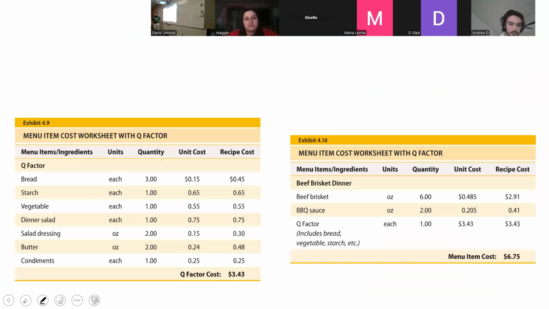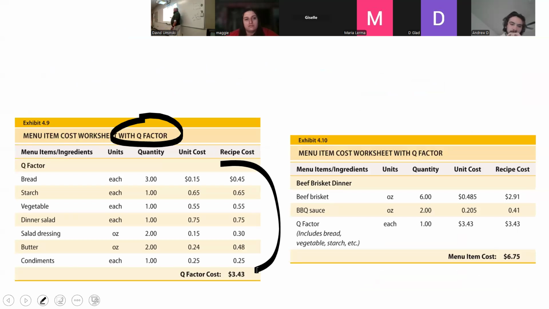The last one is our Q factor. This is the fourth method. Q factor essentially is just saying we're going to add up all of these complementary items that come with it. So in Giselle's case, maybe we do have the soda added in as a complementary item. It's built in. It says it comes with it, but it should be built into the cost. If it's not, it's not very good business sense. So the Q factor is all of these complementary items that come with this, right?